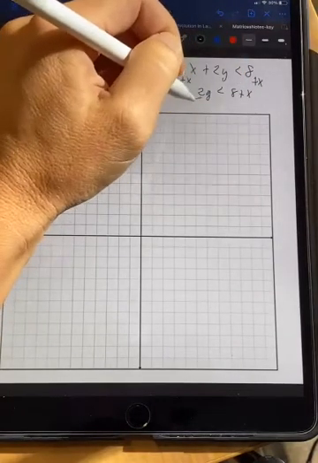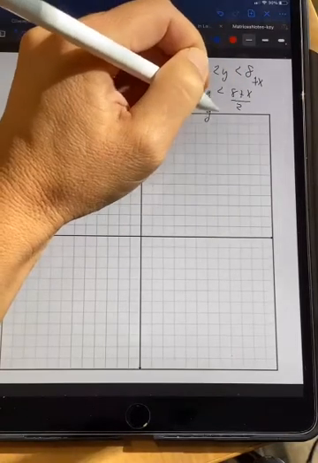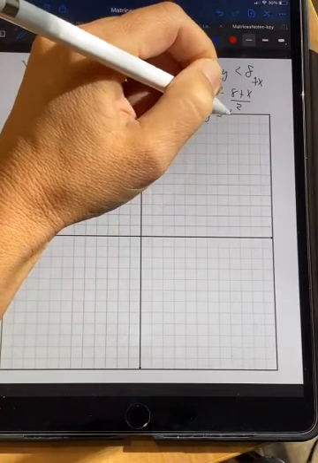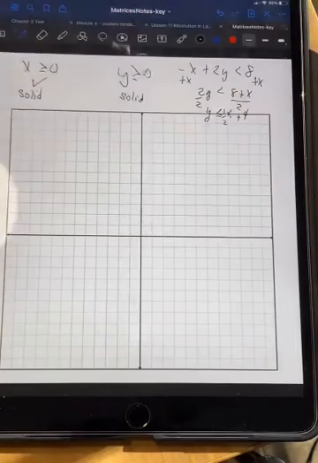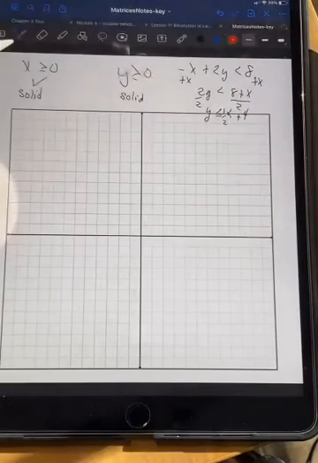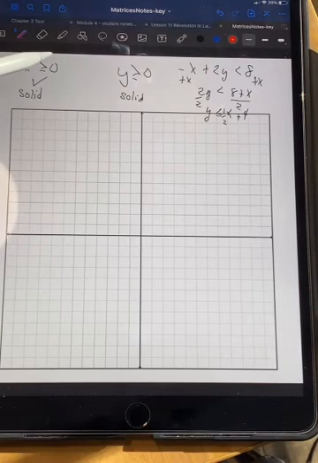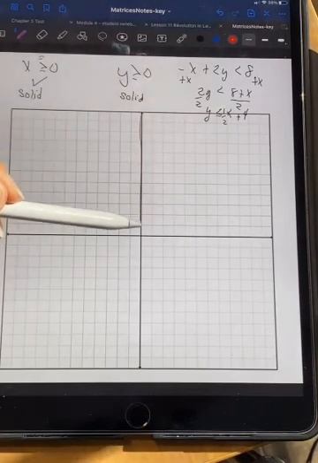Now we need to get rid of the 2, dividing all of our sides by 2. And we have y is less than, I'm going to put the x first, 1/2 x plus 4. Okay, so now I have all three of my lines. So for this first one, I'm going to use red. If x is equal to 0, it's going to be the y-axis.